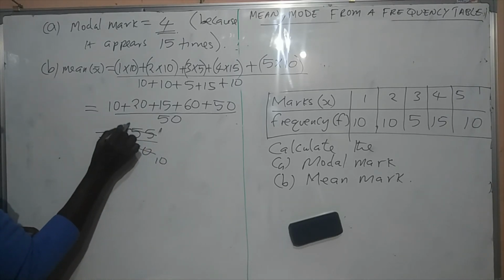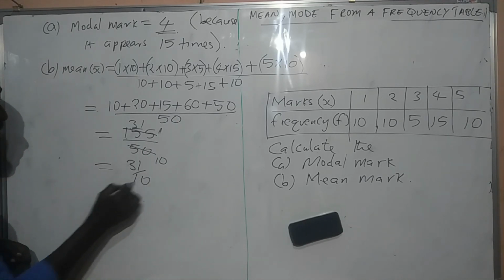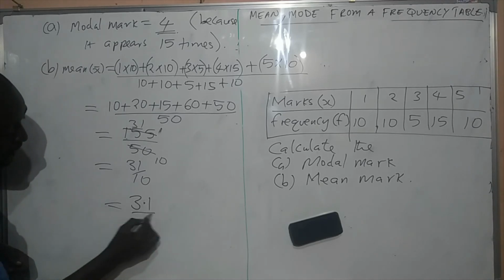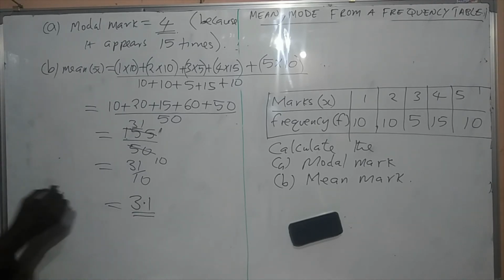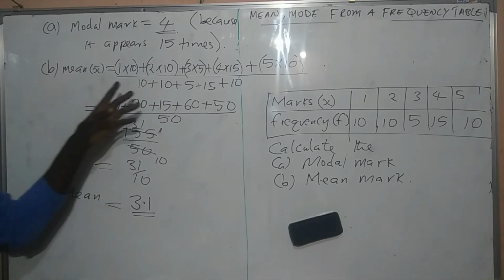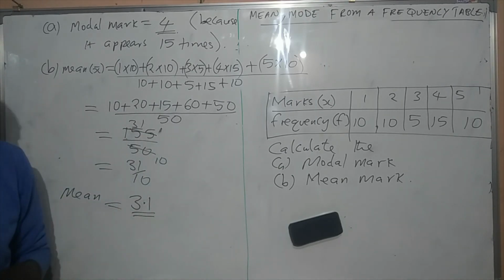5 into 15 here, you have 3. 5 into 5 is 1. 31. So you have 31 over 10. When you divide here, you're going to have 3.1 as the mean mark. Okay, so this is how you find the mean when you are given a table like this one.